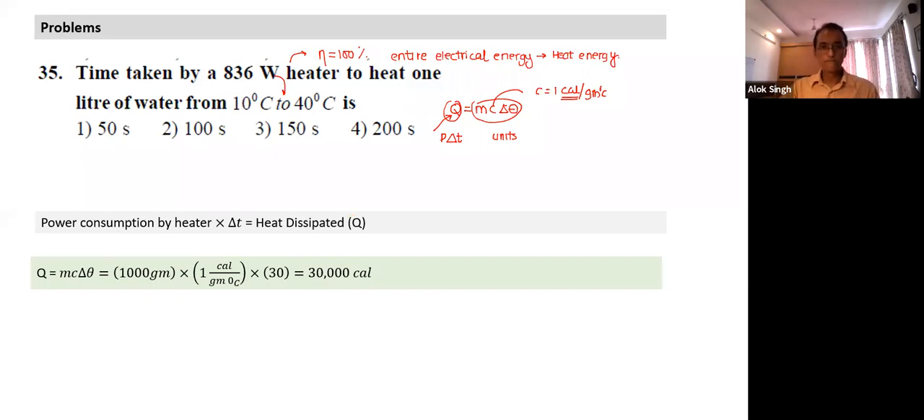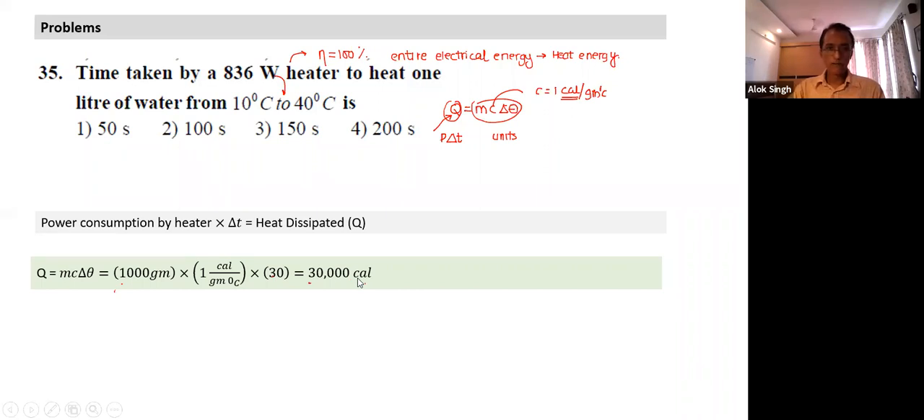What is Q here? What is mass here? When you use MC delta T, if C is calorie per gram per degree centigrade, mass has to be in grams. 1 liter of water will be 1 kg, so 1000 grams is the mass. This is the C term. Change in temperature is 30. So the heat energy to be given to water is 30,000 calories. Any problem so far? We have calculated delta Q.